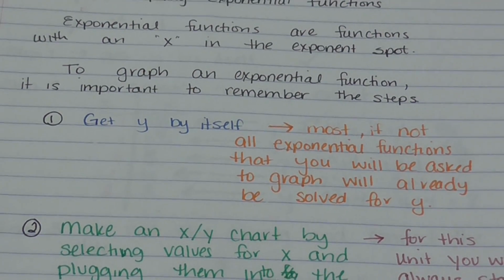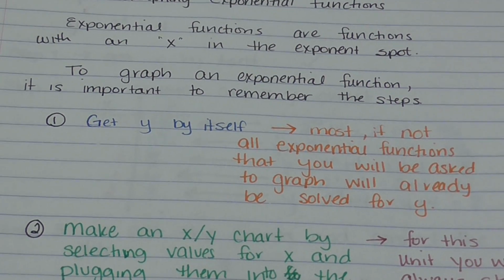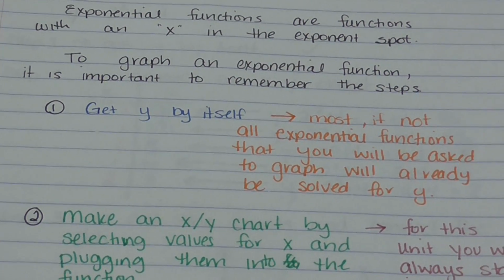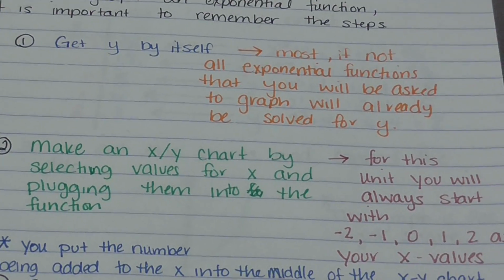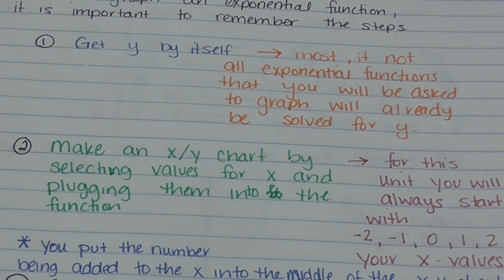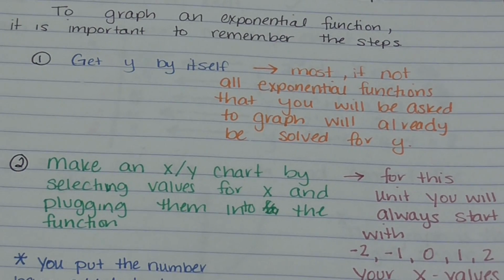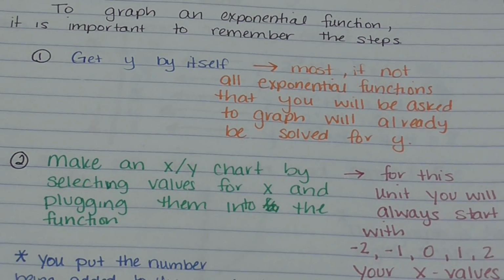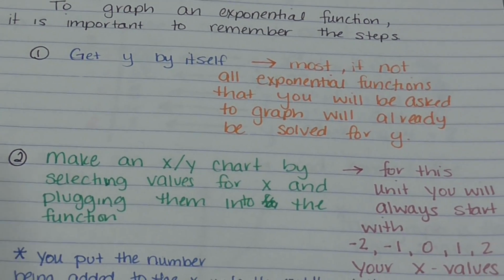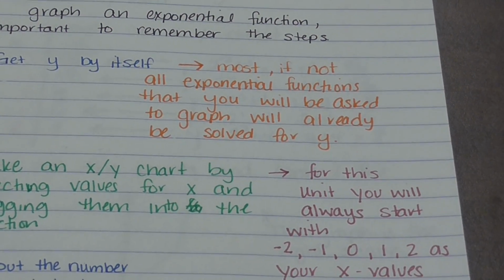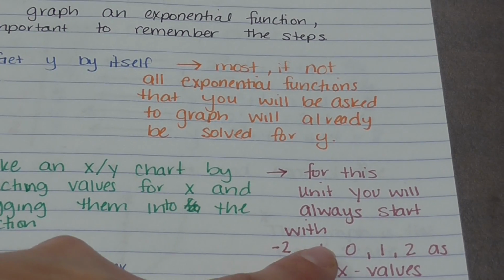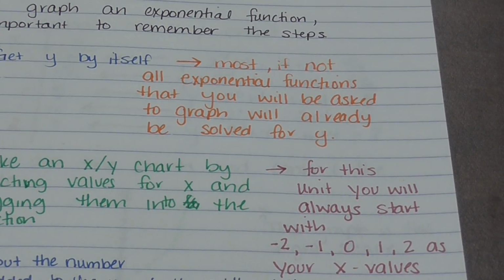Step 1, get y by itself. Most of the ones that you're going to be graphing, the y will already be by itself. You're not going to be asked to solve for it. Step 2, make an xy chart by selecting values for x and plugging them into the function. You can do this with a linear graph as well, but you definitely need to do it with an exponential. For this unit, you're going to start with -2, -1, 0, 1, and 2 as your x values.